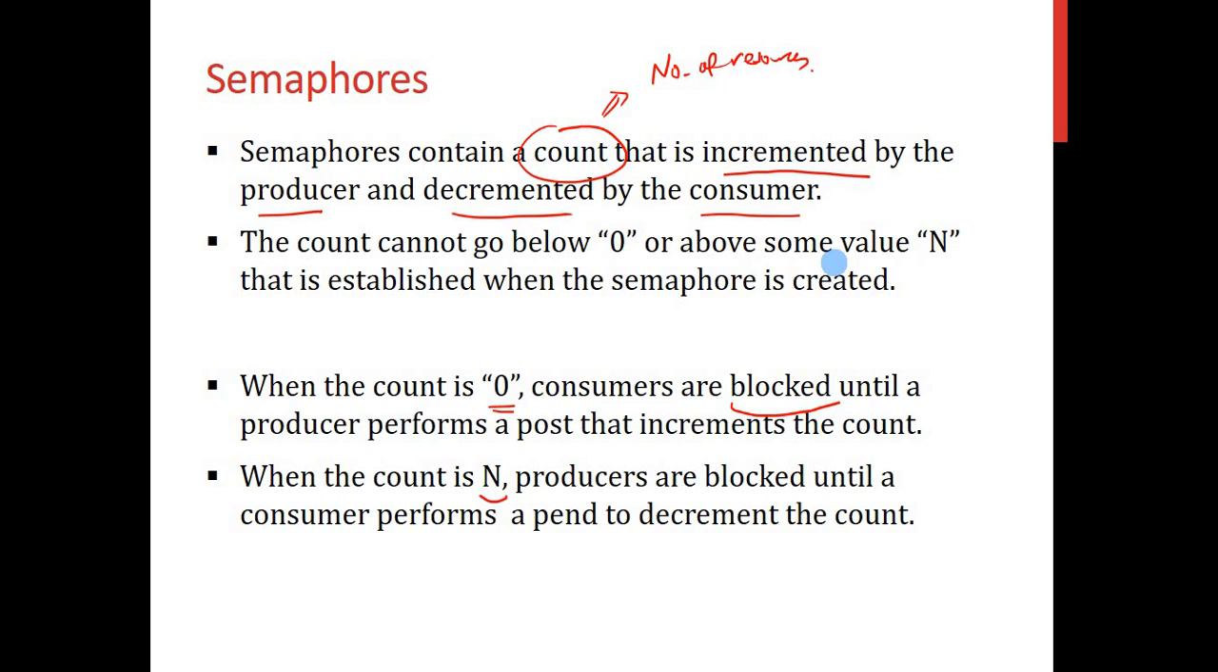And semaphores contain what we call a count. This count is incremented by the producer and decremented by the consumer. So this producer consumer is a general term. Basically what we need to do is first have a semaphore with the number of resources that we have. The count cannot go below 0 and cannot go above n, which is the number of resources. Every time I take, I have to reduce the number. Every time I give, I increase the number. And of course you cannot go beyond the limits.